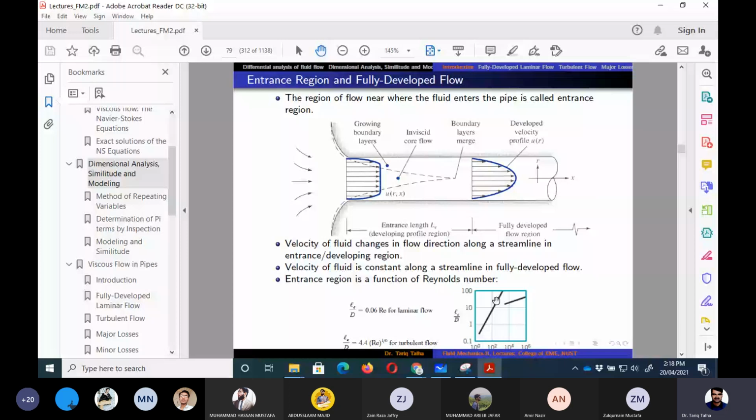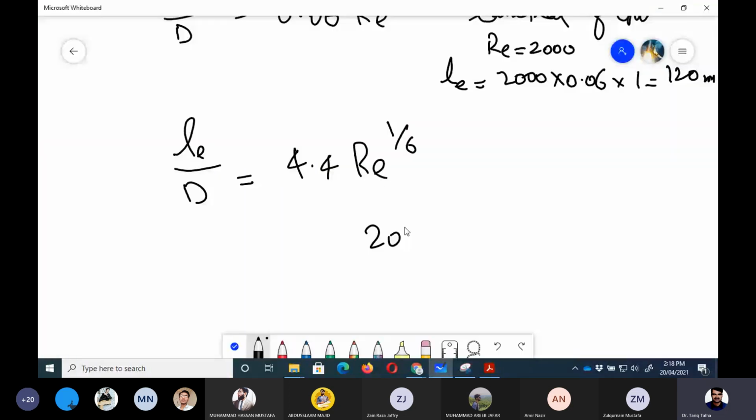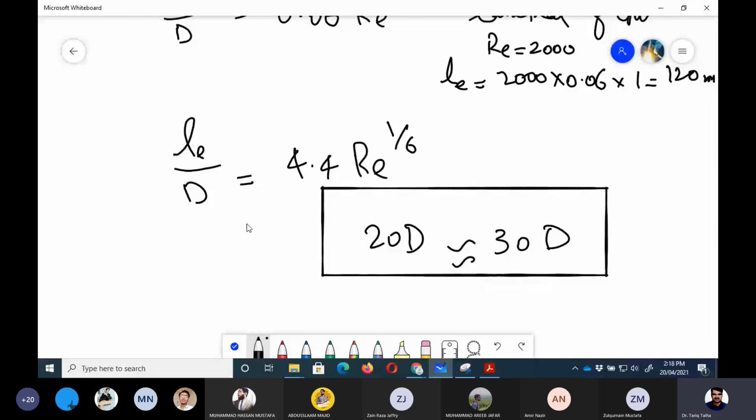But here you can see a second curve whose slope is quite less as compared to the first slope. So that is for the turbulent flow, right? And in turbulent flows, either we use this relation or we usually say that 20 diameter to 30 diameter, we usually take as the entrance length as a rule of thumb. And this is the value of entrance length for turbulent flow.